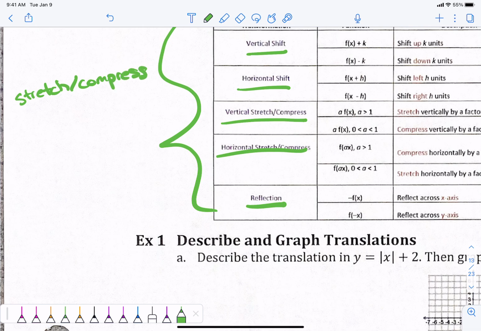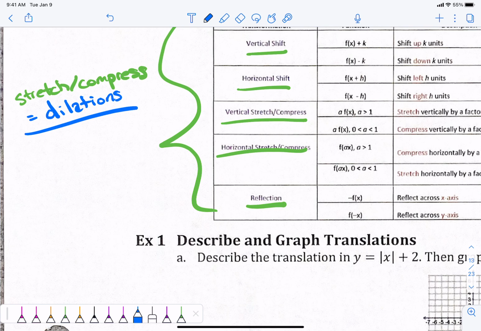Stretch, compress. Okay, they call those dilations. Have you heard the word dilate before? They usually say it when you're talking about your eyes dilating when it's light and dark in the room. Okay, those are dilations.